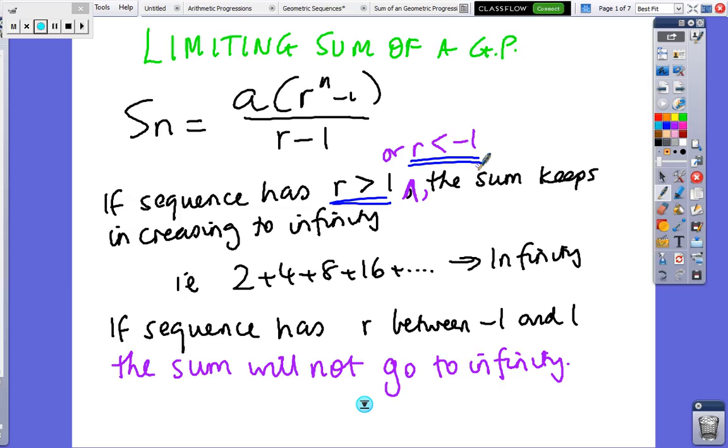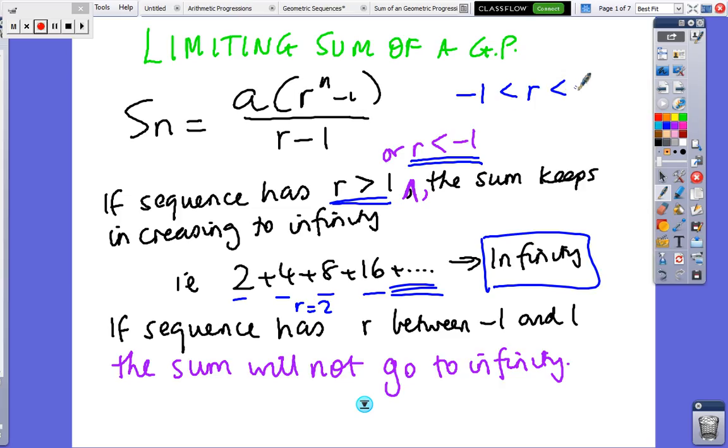For instance, if I've got 2 plus 4 plus 8 plus 16, r equals 2, and we're just going to keep adding bigger and bigger numbers, so the answer would be infinity. But if r is between -1 and 1, that is, -1 less than r less than or equal to 1, the sequence does not go to infinity, and we'll see that in a sec.